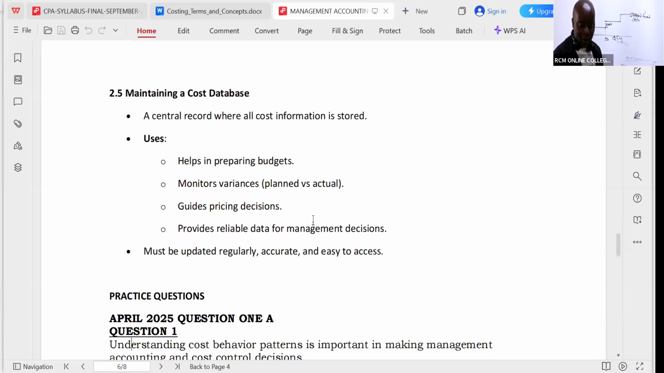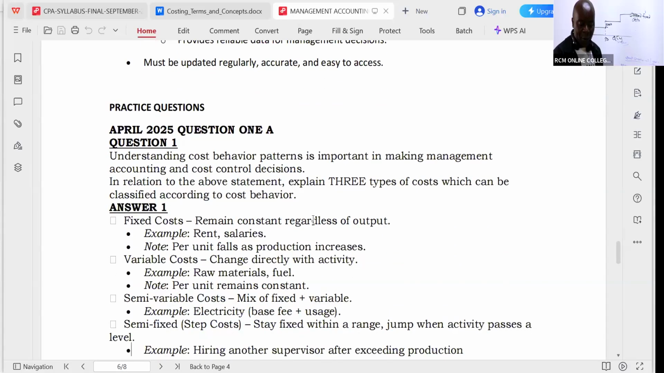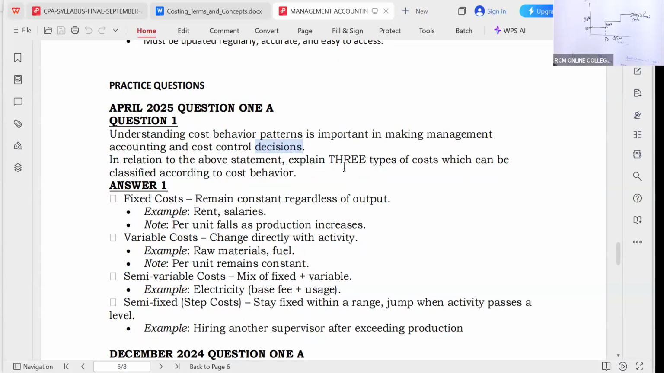Then we should look at various questions from our past papers to acclimatize ourselves on how this topic is tested. So now we go straight to our past papers. Are they ready for our past papers, these ninjas? Great. So, April 2025, question number 1A: understanding cost behavior patterns is important in making management accounting and cost control decisions. In relation to the above statement, explain 3 types of costs which can be classified according to cost behavior. Cost behavior, I told you we have variable costs and fixed costs. In this case we also have semi-variable and stepped fixed costs.